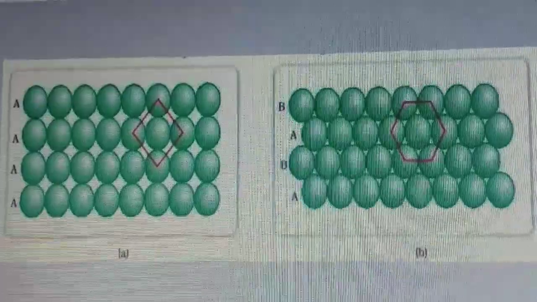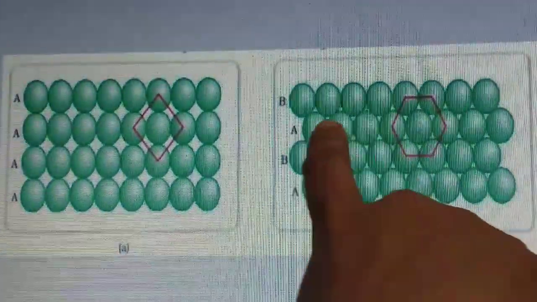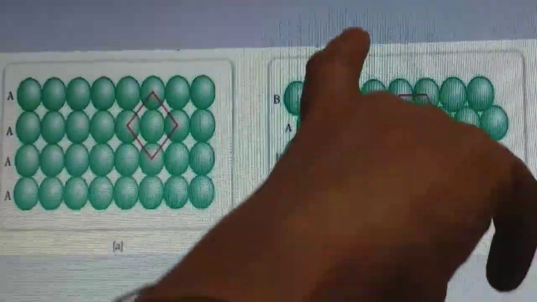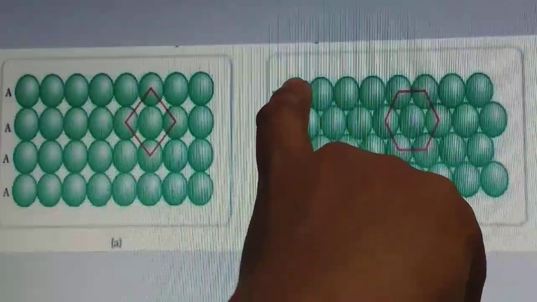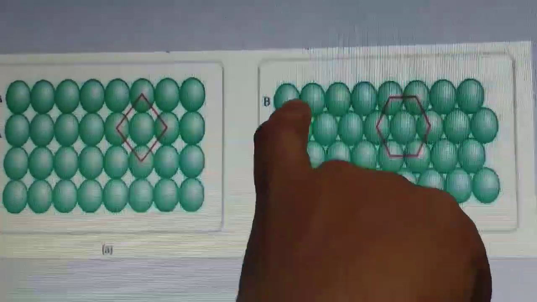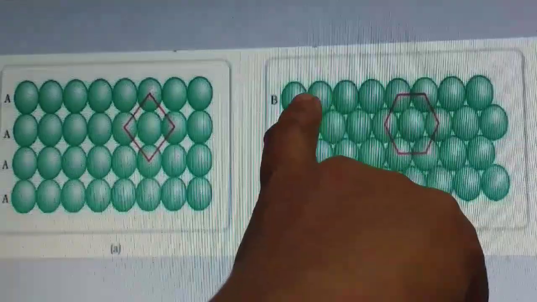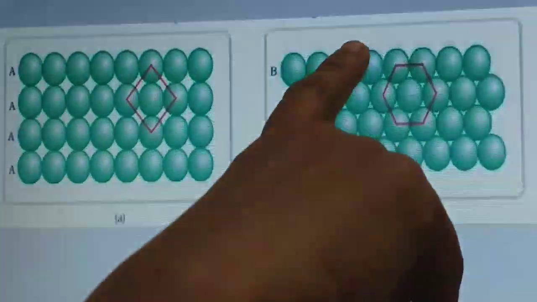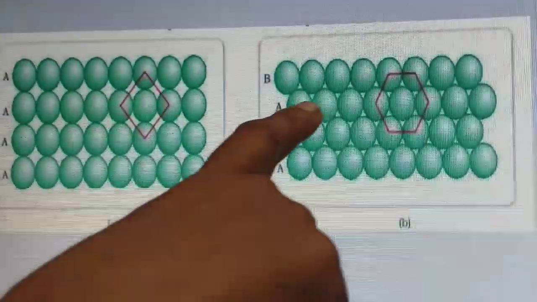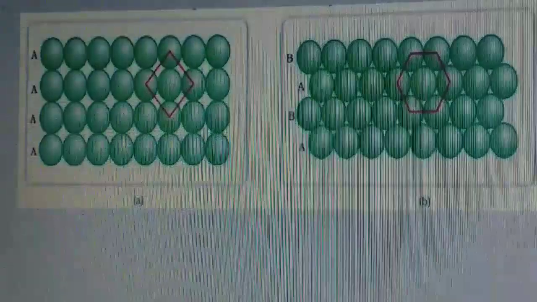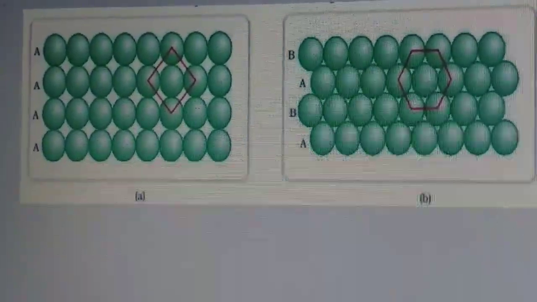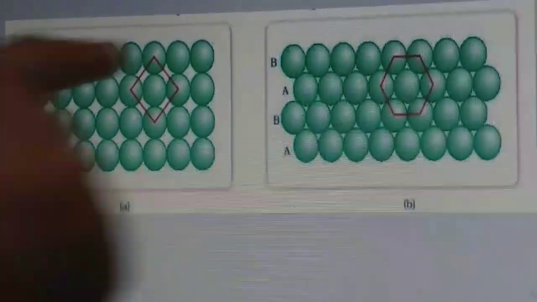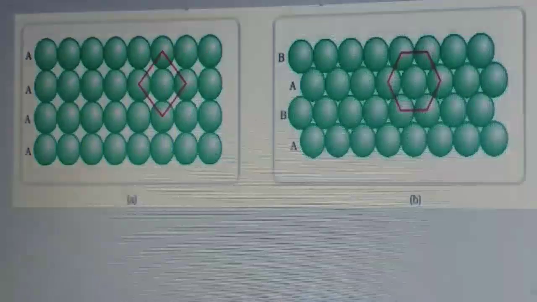And the spheres in the second row may be placed in the depression of the first row. This produces a row different from the first row. The first row you call A, the second row may be called B type. When the spheres in the third row are placed in the depressions of the second row, then the third row is exactly similar to the first row, and the third row is called A type. And the fourth row is vertically aligned with the second row.